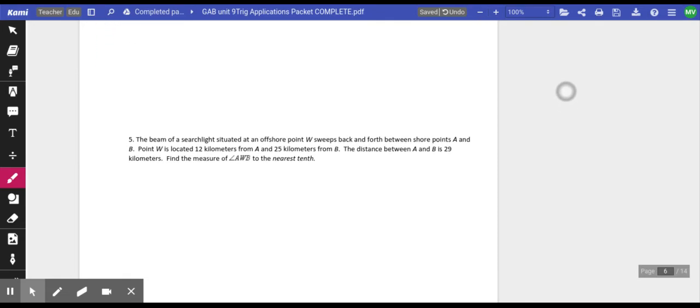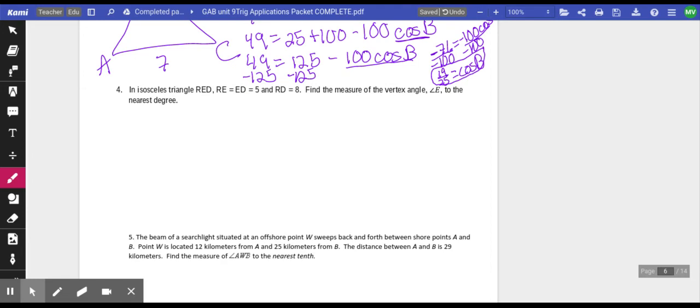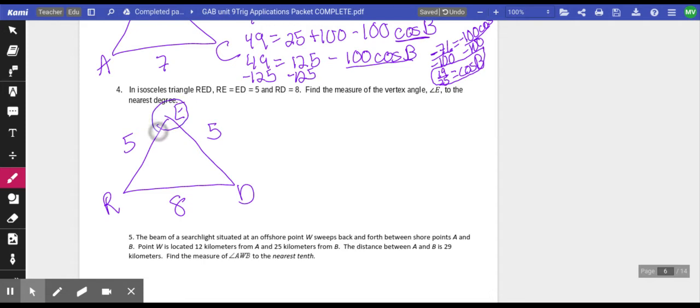Okay, so I got two more examples for you. In isosceles triangle RED, RE equals ED, and they both equal 5. RD equals 8. Find the measure of the vertex angle E. So I'm looking for E, which means what I'm going to have opposite is 8, because I want to do the cosine of E. So I want you to pause and find out what the cosine of E equals.